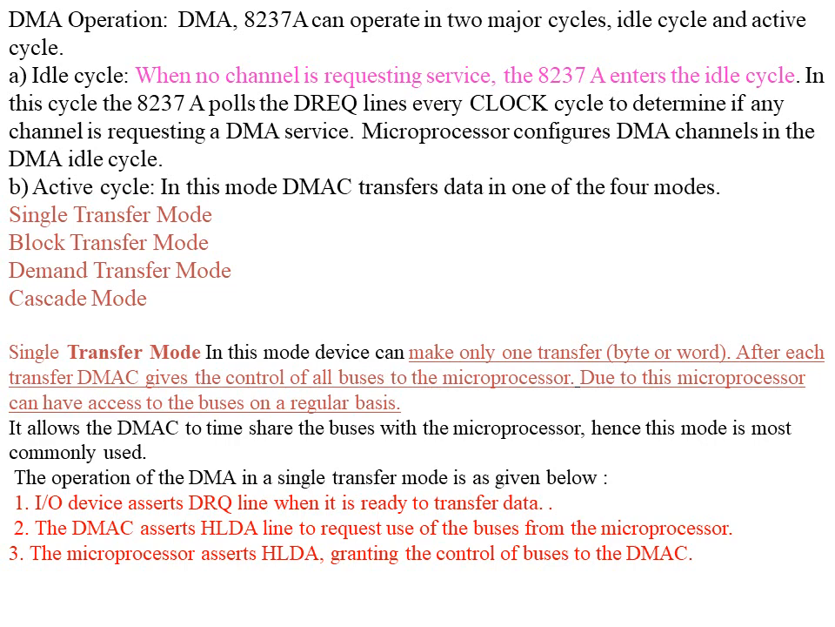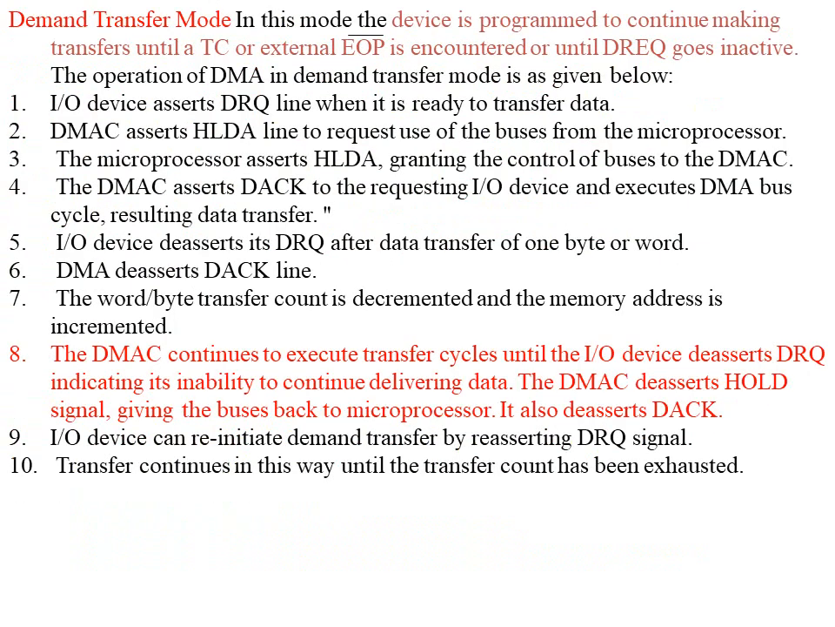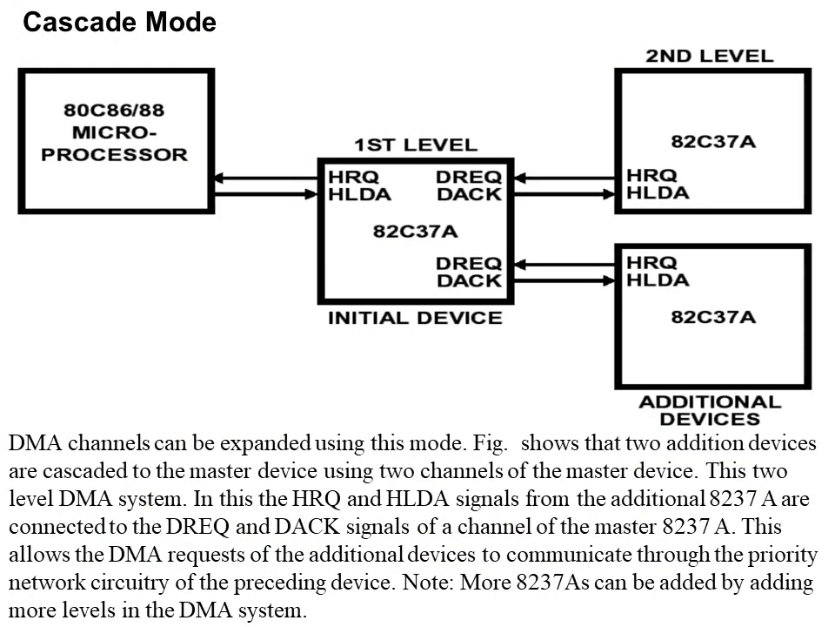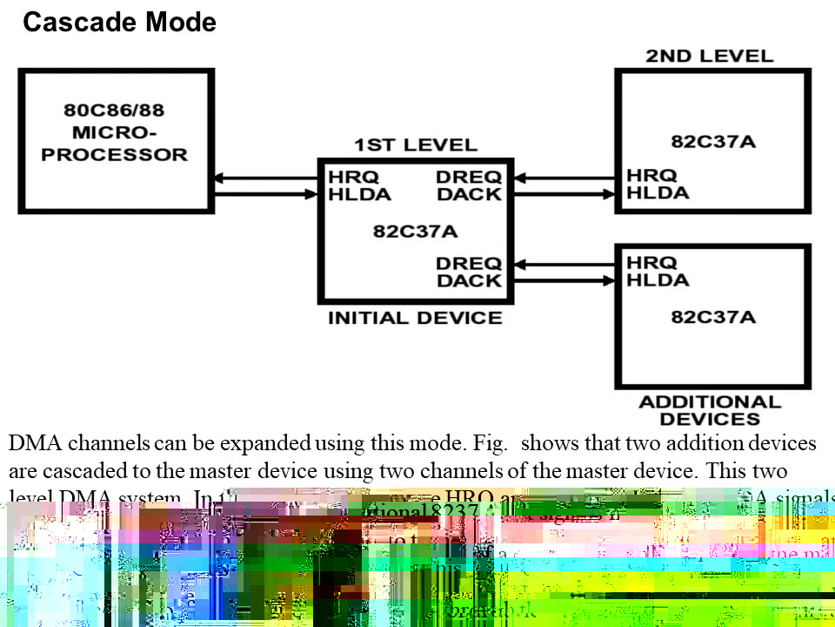In DMA operation, I have covered the single transfer mode, block transfer mode and demand transfer mode. This is the operation of the cascade mode. This represents the microprocessor. This represents the first level, the initial device, also known as the master device or master operation of this 8237. On this we have 4 channels: 0, 1, 2 and 3. On 2 channels we have done the cascading.